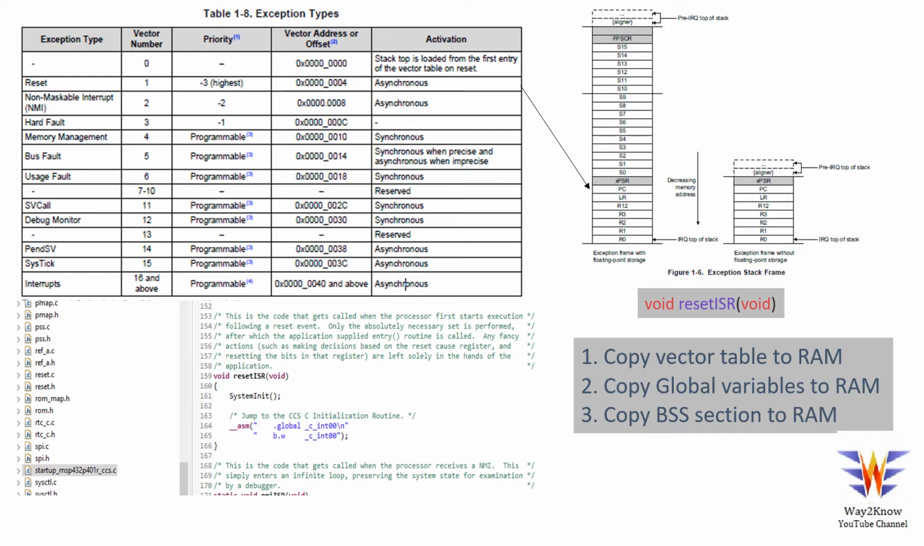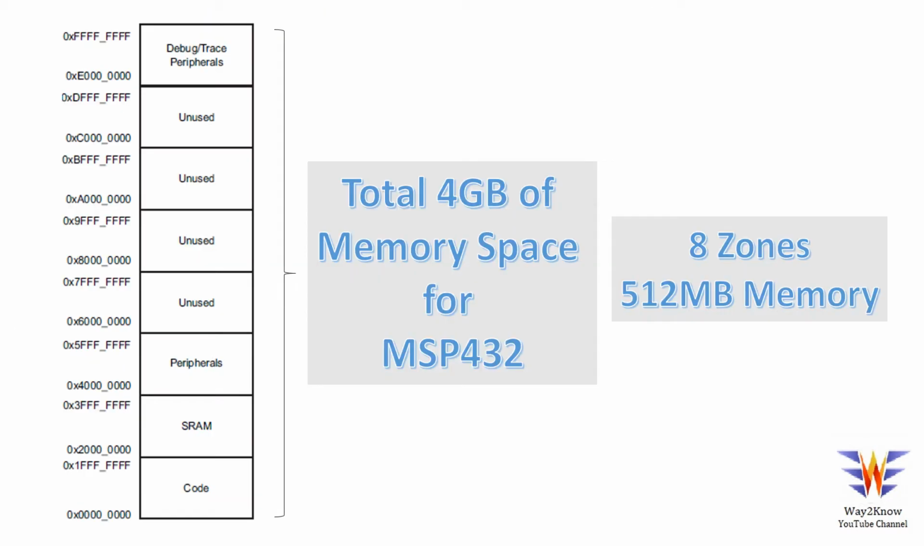Now while we talked about the boot process, in the next steps we will take an example of MSP432 to see how the memory is organized. Basically, the MSP432 microcontroller has a total memory space of 4 GB, and in this 4 GB we have only 256 KB of flash memory, right? While we go into the details later, this 4 GB of memory space is divided into 8 zones, where each zone has 512 MB of memory. So this is how the basic memory is organized.